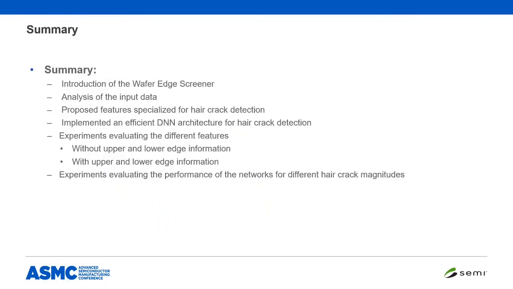To summarize this paper, I first introduced the wafer edge screener to you, which was used for recording the time series data for this task. Then we did some analysis of the input data. I proposed some specialized features which leverage the geometric signature of the hair cracks. We introduced the used DNN architecture, and then we presented some experiments evaluating the performance of the proposed features with upper and lower edge information and without upper and lower edge information. At last, we also did some experiments evaluating the performance of the networks across different crack magnitude ranges.